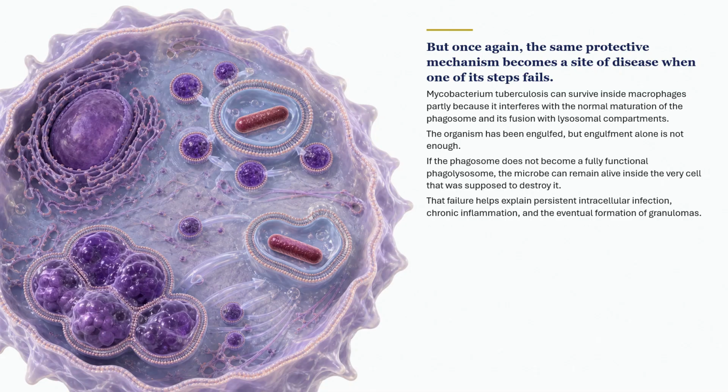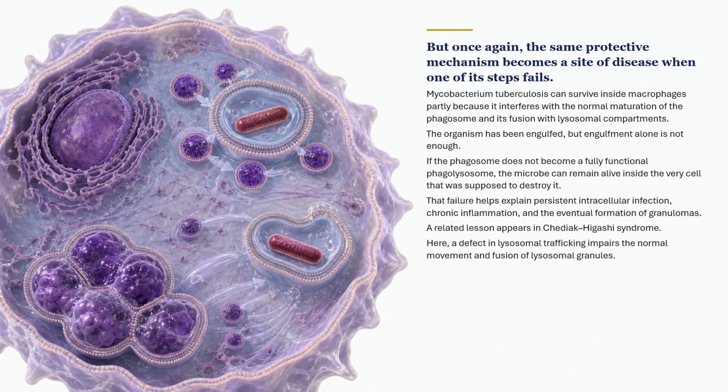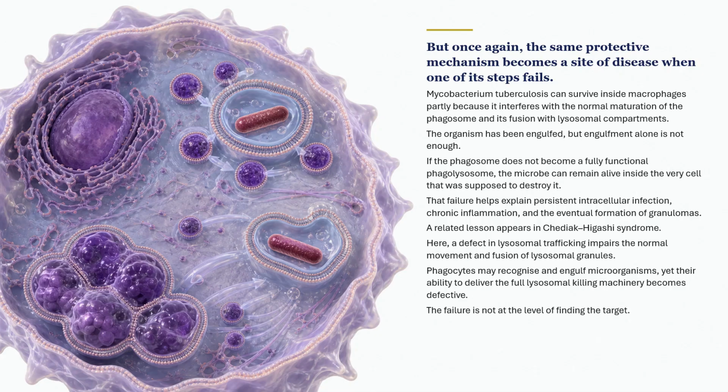A related lesson appears in Chediak-Higashi syndrome. Here, a defect in lysosomal trafficking impairs the normal movement and fusion of lysosomal granules. Phagocytes may recognize and engulf microorganisms, yet their ability to deliver the full lysosomal killing machinery becomes defective. The failure is not at the level of finding the target, it is at the level of bringing the destructive compartments together correctly.